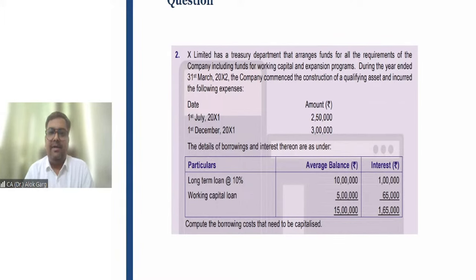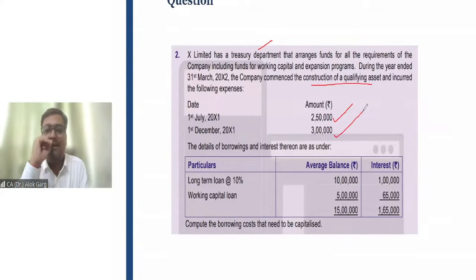X Limited has a treasury department that arranges funds for all the requirements of the company, including funds for working capital and expansion programs. During the year ended 31st March, the company commenced the construction of a qualifying asset and incurred the following expenses. So, what does it say? It has a treasury department which arranges funds for all the requirements, for day-to-day requirement as well as capex requirement. They have started constructing a qualifying asset and incurred 2.5 lakh on 1st July and on 1st December, 3 lakh. The details of the borrowing and interest thereon are as under.